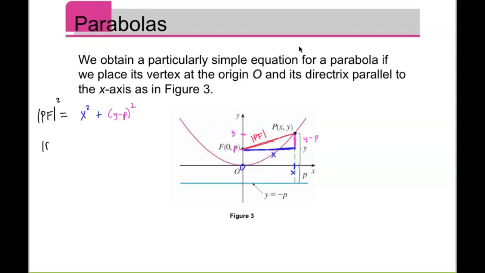And then if I just want PF, PF is the square root of x squared plus (y minus p) squared. Right? Well, by definition of any point on the parabola, the distance from the focus to that point, which is what we just found, has to be equal to the distance from the directrix to that point, which is this, right?